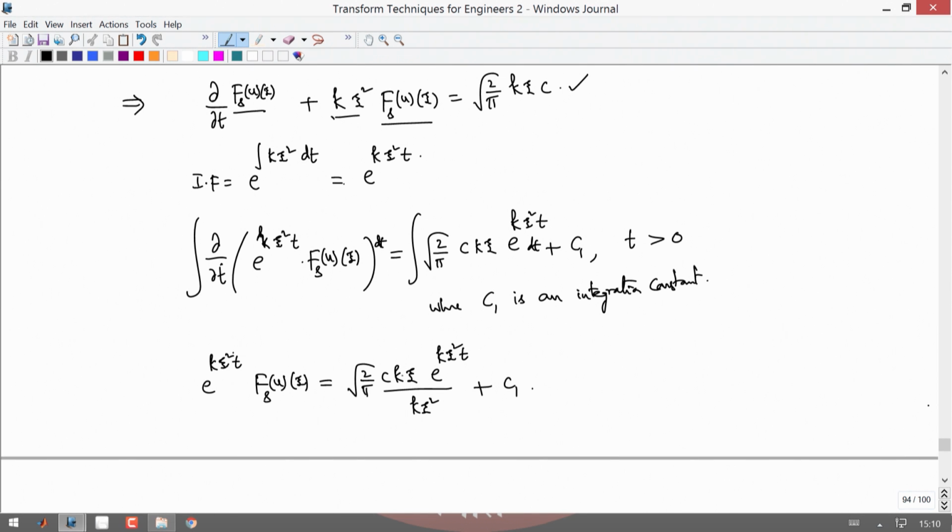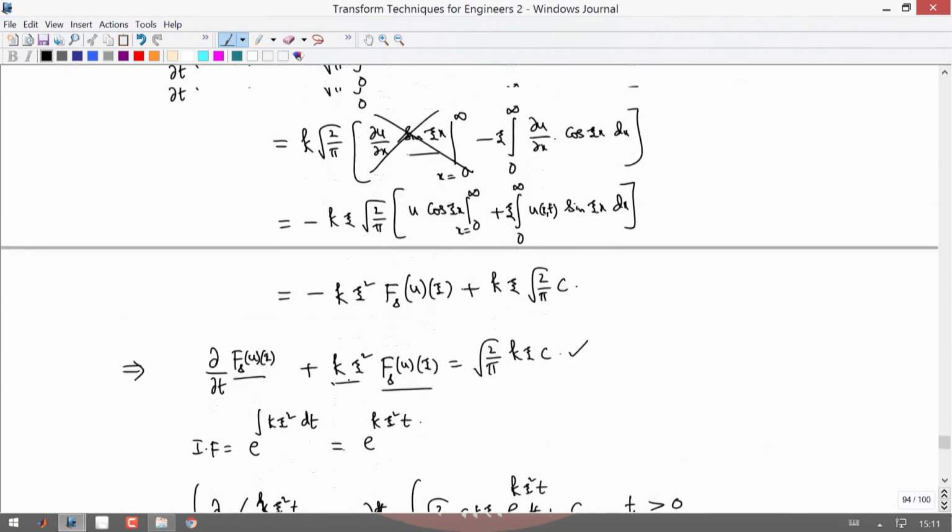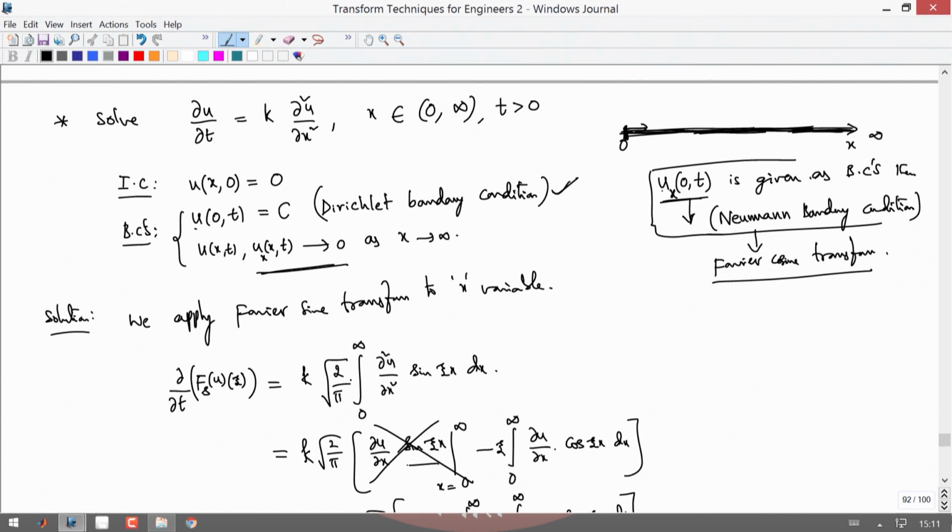So if kappa goes, xi goes, you end up getting root 2 by pi c by xi, and if you simply multiply both sides, you end up getting here e power minus kappa xi square t. Okay, this gets cancelled, this side I have to multiply with this. So this one times plus C1 e power minus kappa xi square t, and this is actually your Fourier sine transform of u. So far we have used only the boundary condition.